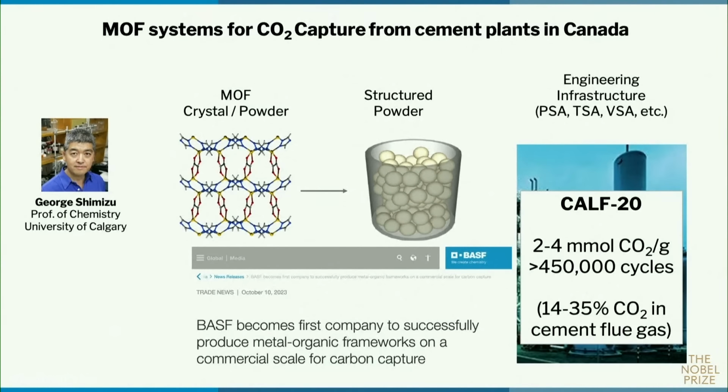So I think that MOFs have entered the societal stage. I think that we will see many, many more applications.